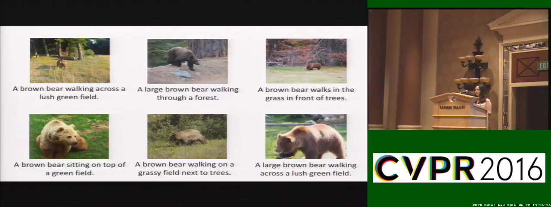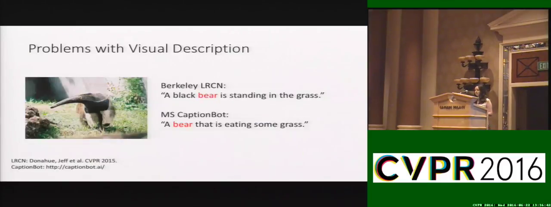So this made us ask, what happens when we give these models an image that can't just be described by a training description? This is an example of one such image. This is an image of an anteater, and there just aren't anteaters in the paired image sentence data that we have. Consequently, the Berkeley LRCN and the Microsoft Caption Bot fail to describe this image.